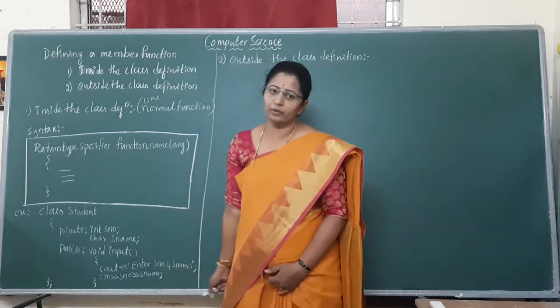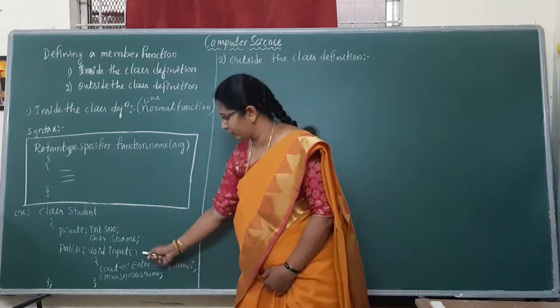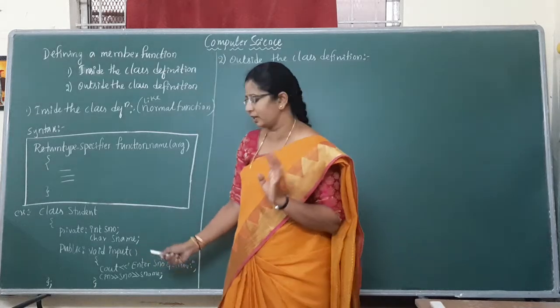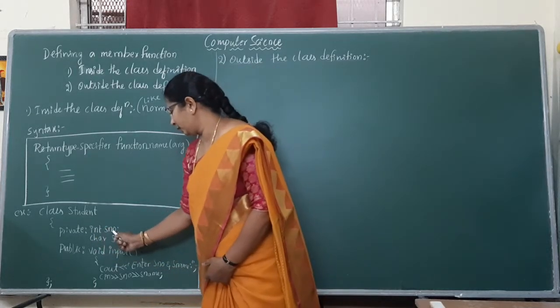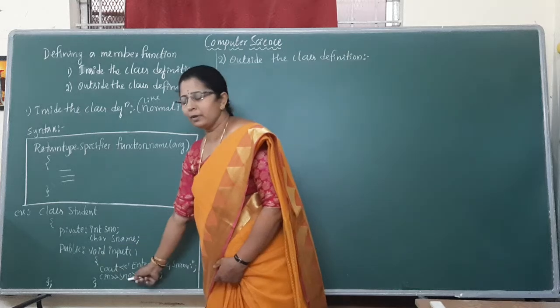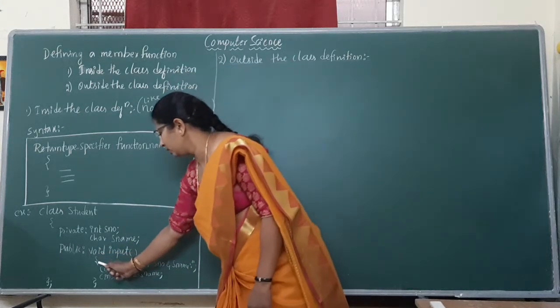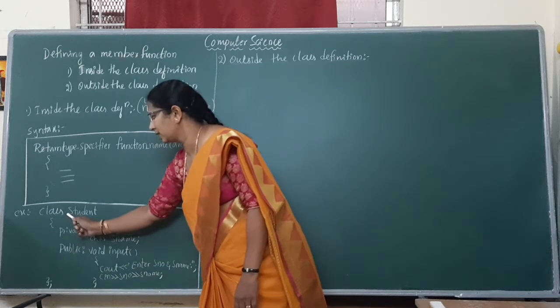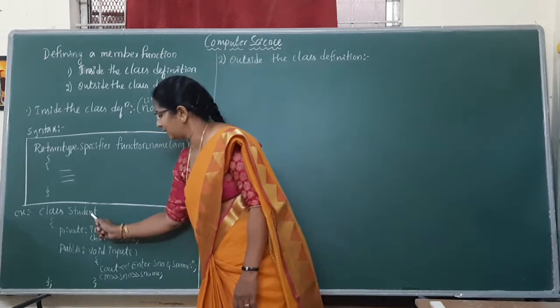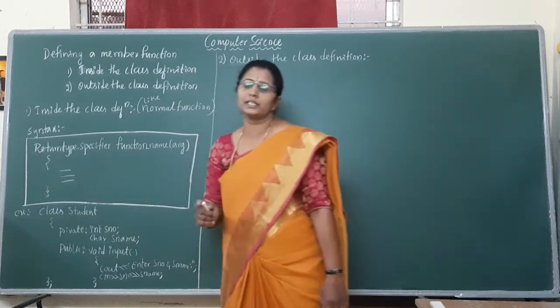Yesterday I gave one example also. Just now I have written only the input function, output not written. So two data members have been declared and one member function, that is your input function. The input function I have defined inside the class. What is the class name? Student is the class name.